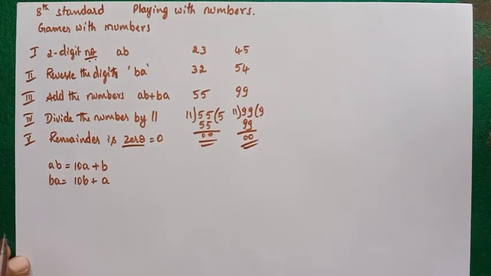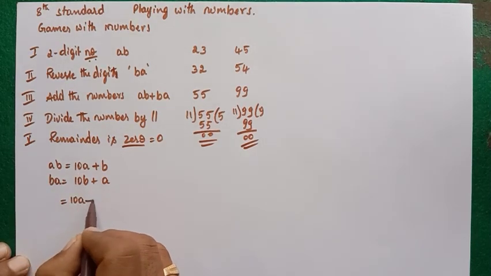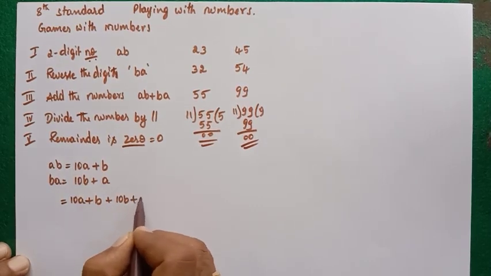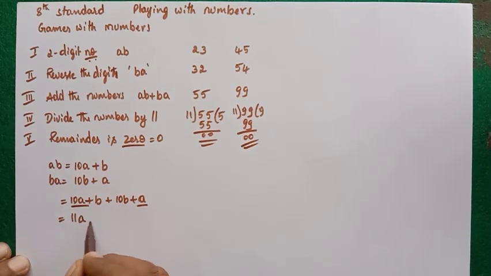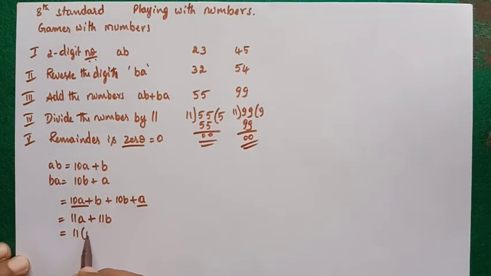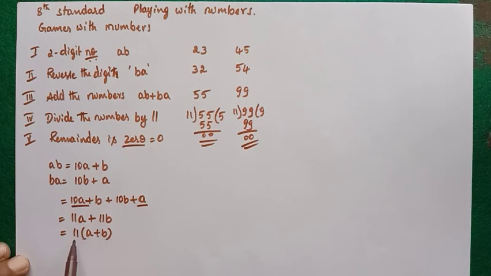what happens here? It will be equal to 10A plus B plus 10B plus A. So what happens? 10A plus A is equal to 11A, plus B plus 10B is 11B. So we can take the common 11 in both the A and B: 11 times A plus B. So here 11 is there, which is the multiple. A plus B is some number. So the resulting number is definitely a multiple of 11.